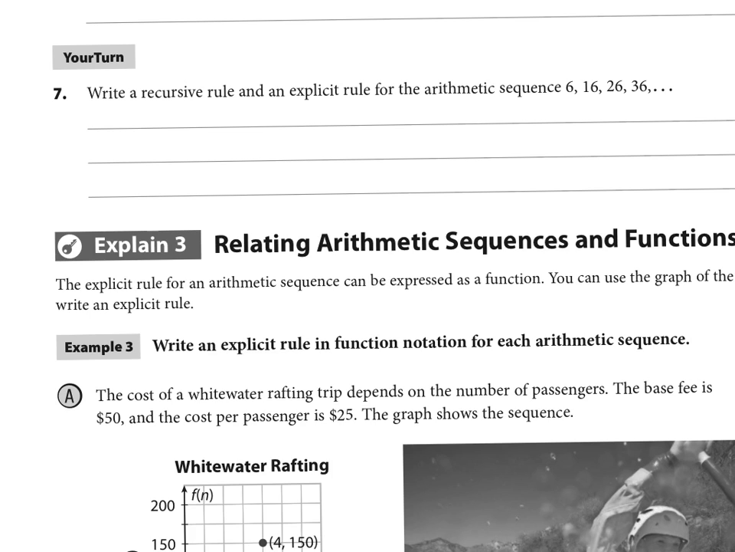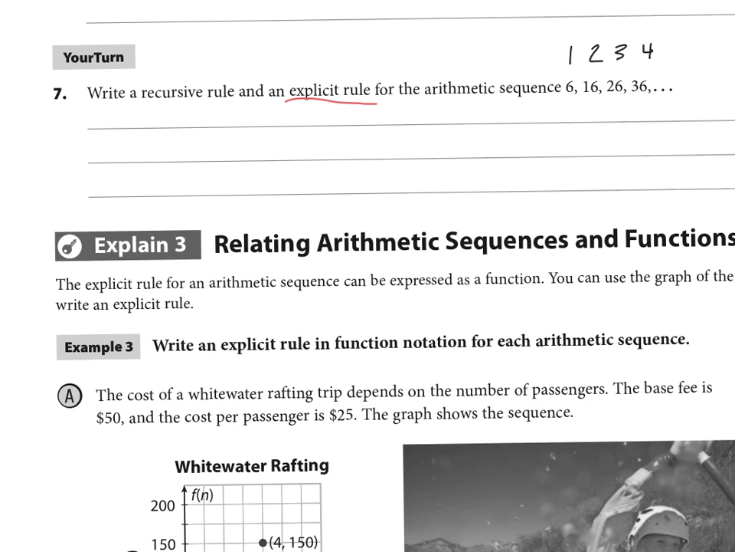All I'm going to do here is write above it what the term number is to correspond. So term 1 is 6. Term 2 is 16. Term 3 is 26. Term 4 is 36. Now, why am I doing that? Because if I want an explicit rule, I have to find term 0.